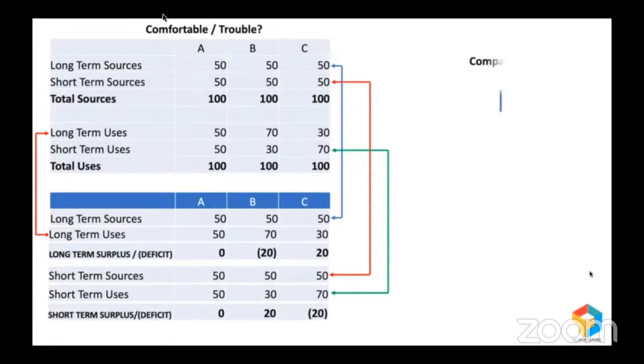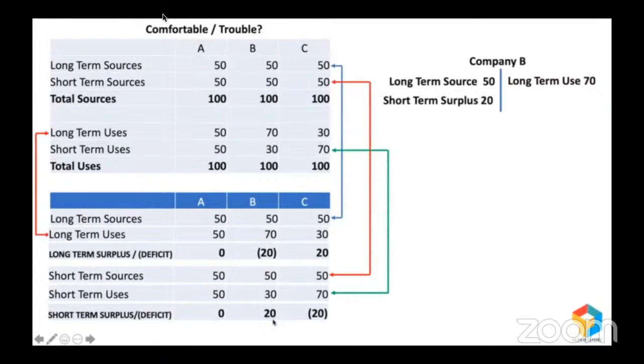Pay attention here. Company B, they raised a long-term source of 50, but they created a long-term use of 70. How is that possible? With 50, you cannot create 70. So from where did they get the remaining 20? Obviously, they got that remaining 20 from here. So this short-term surplus of 20 together with the long-term source of 50, they got money worth 70 million, which they've used for long-term purpose. And because of this reason, we say company B is in trouble.